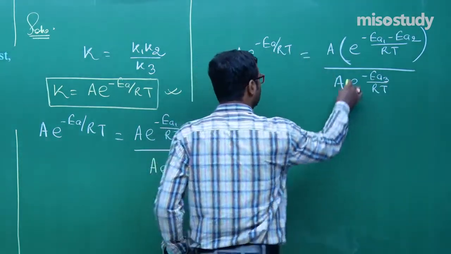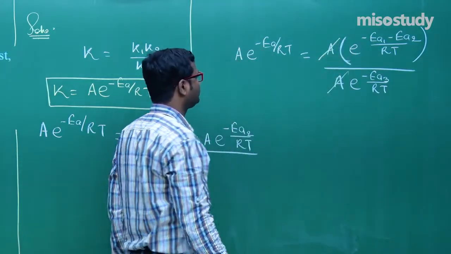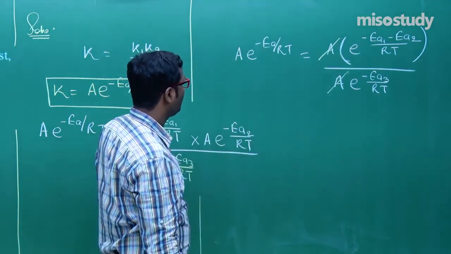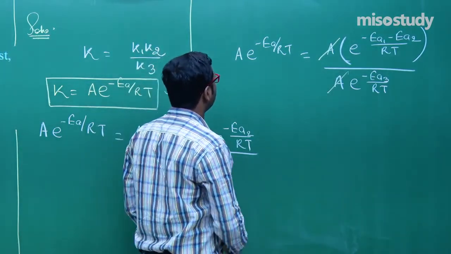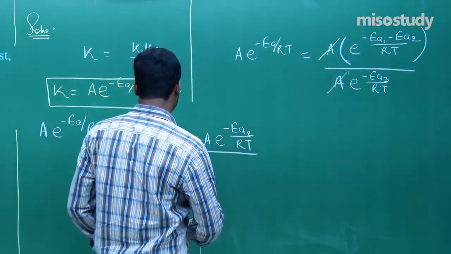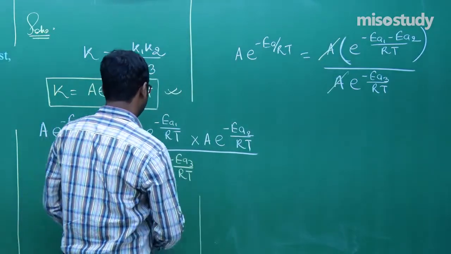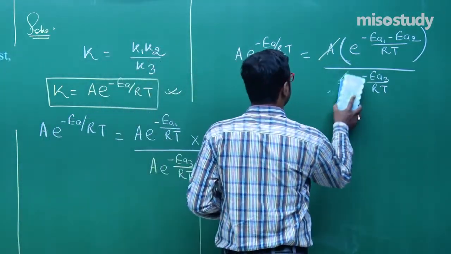What will happen? This will cancel this one. Am I right? One more thing we can do, because we also have to cancel this value. So it's better to write like this. Do not need to put here A and A.